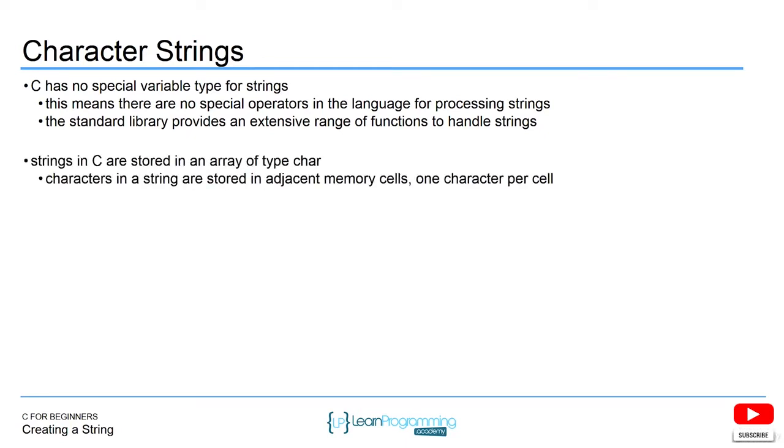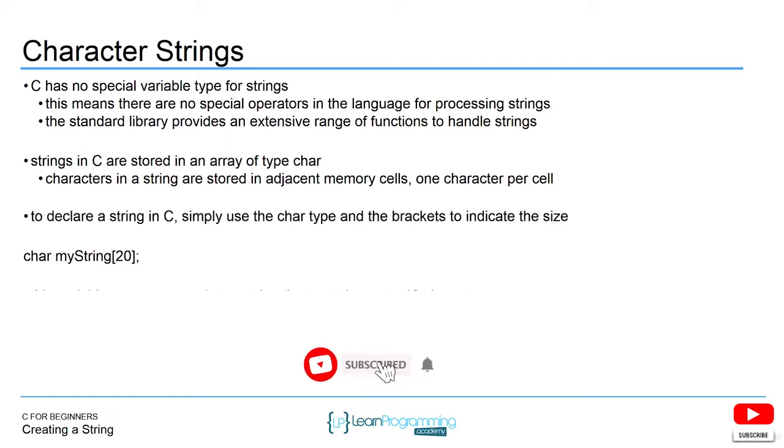Strings in C are stored in an array of type char. We know what an array is. We know what a char is. A type char is a single character. An array, you can just store multiple elements in the same name. So it makes sense that a string would be inside of a character array because a string is many, many characters. The characters of a string are stored in adjacent memory cells, 1 character per cell. You can access it just like you access an array as well.